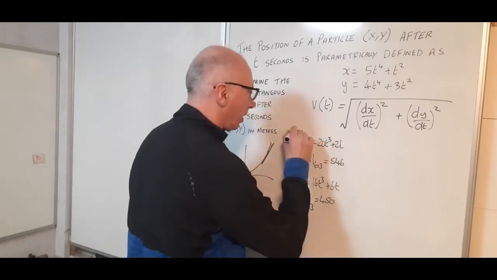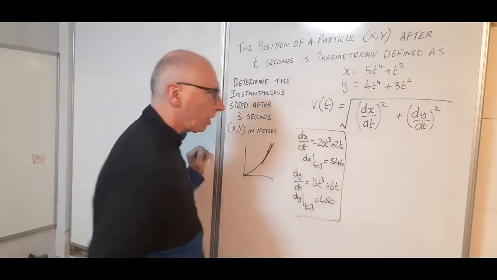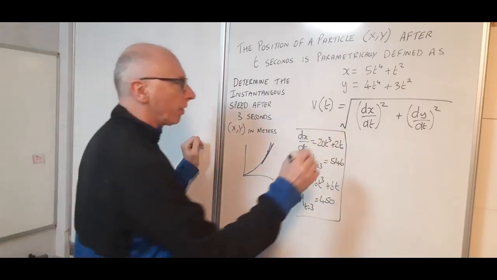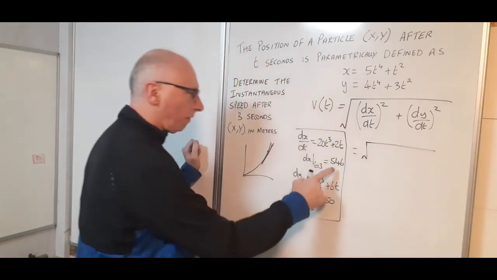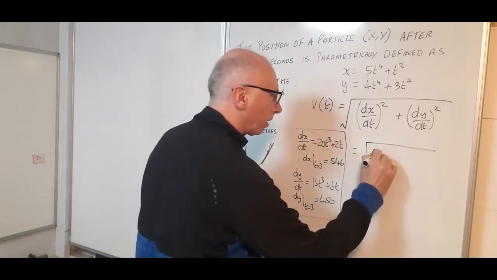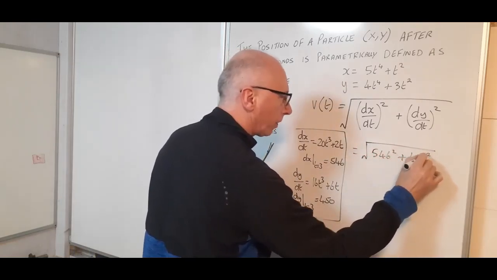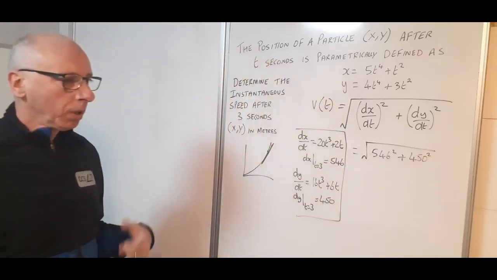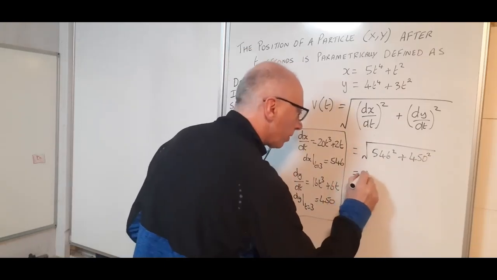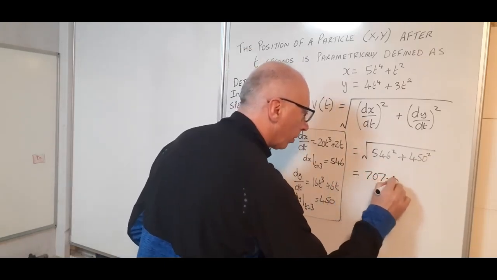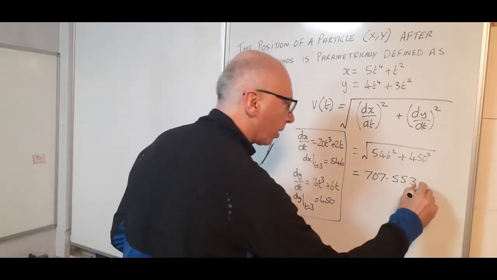So then we've got, let's just put a little line along those. That's a proper v. So then we've got our velocity vector at t is the square root of 546 squared plus 450 squared. So plug that into our calculators and we'll get 707.553, and that's in meters per second.